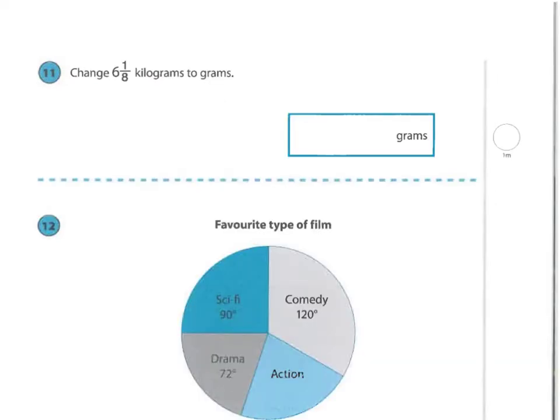Question 11. Change 6 1/8 of a kilogram into grams. It would be nice if we knew what 1/8 of a kilogram was as a decimal. To turn that into a decimal, I know that a half is 0.5. A quarter is half of a half, so halving 0.5 is 0.25, and then an eighth is half of a quarter, so we have to halve our 0.25, which gives us 0.125. So 1/8 is actually 0.125 as a decimal. So 6 1/8 of a kilogram is the same as saying 6.125.